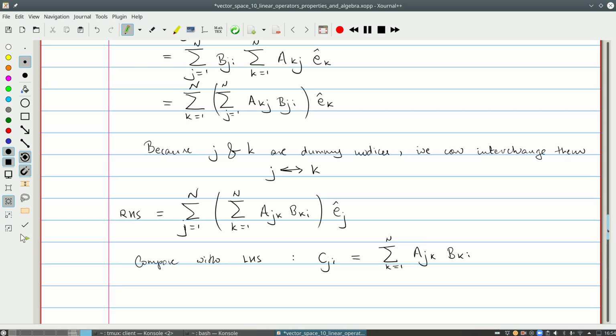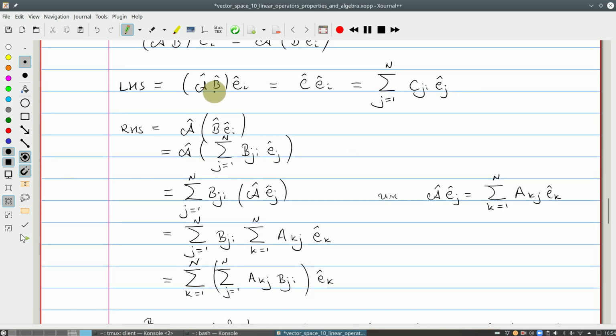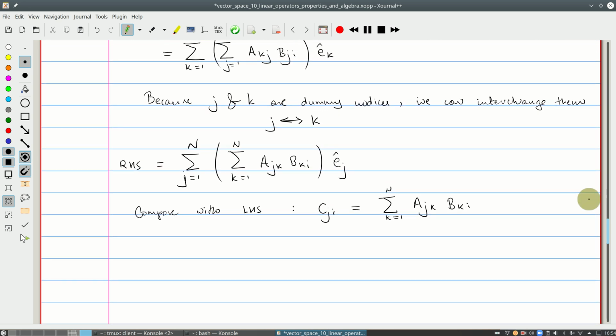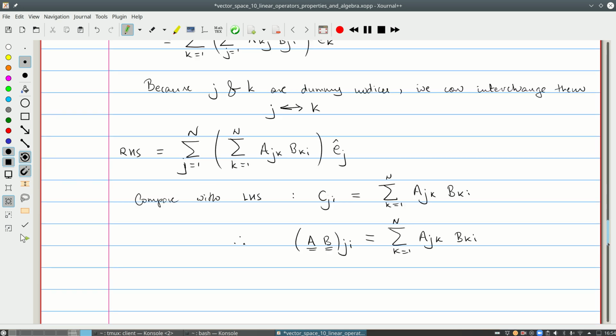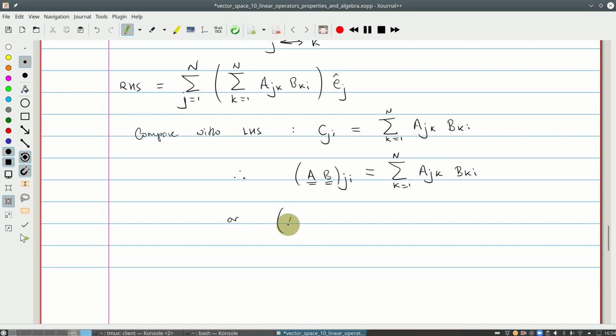Now what is c? c is the result of operating with a and b. So what we are actually saying then is that the composite effect of operating with a and b is this thing here, or a times b in matrix form, ji, is equal to the sum over k a_jk b_ki, or in more conventional form, I'll interchange i and j because I like having i first and then j.